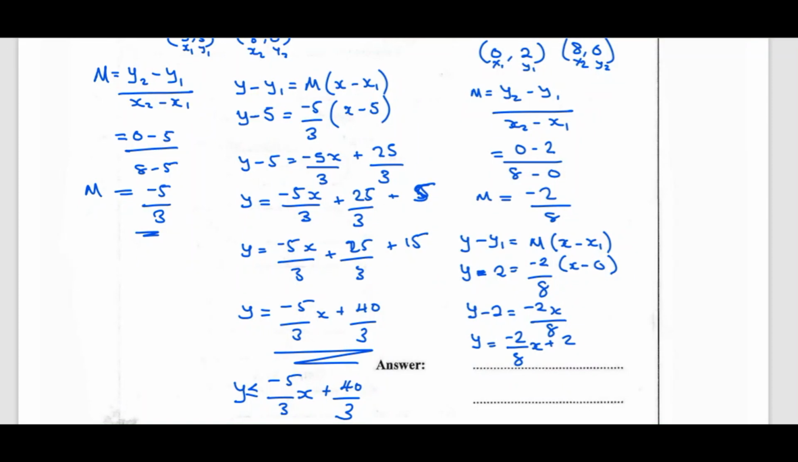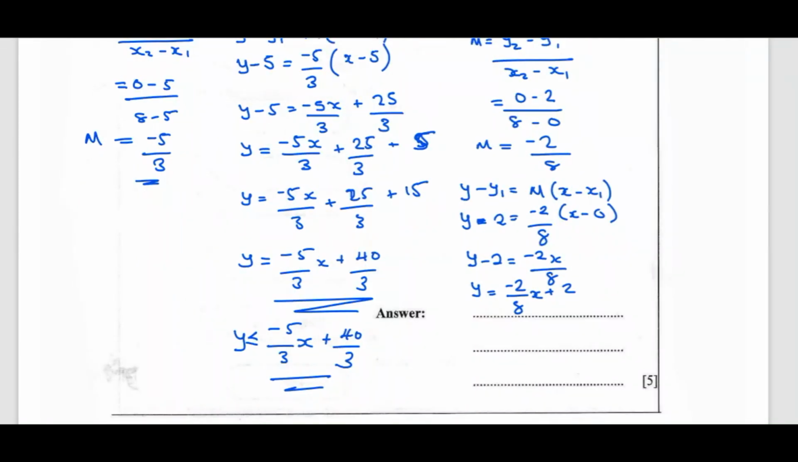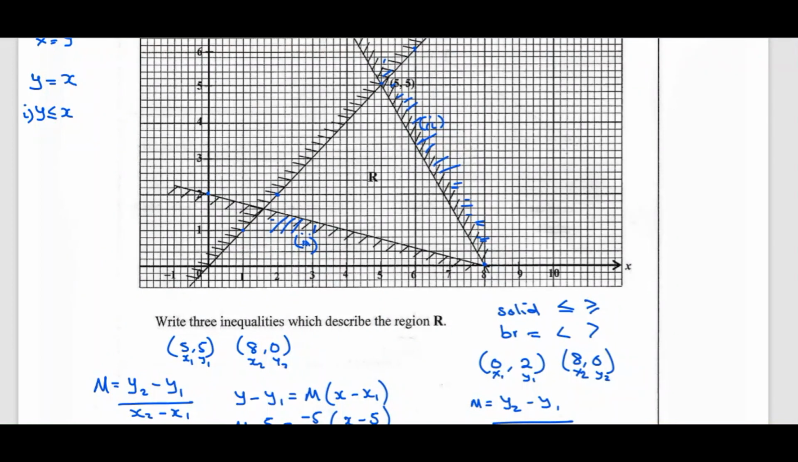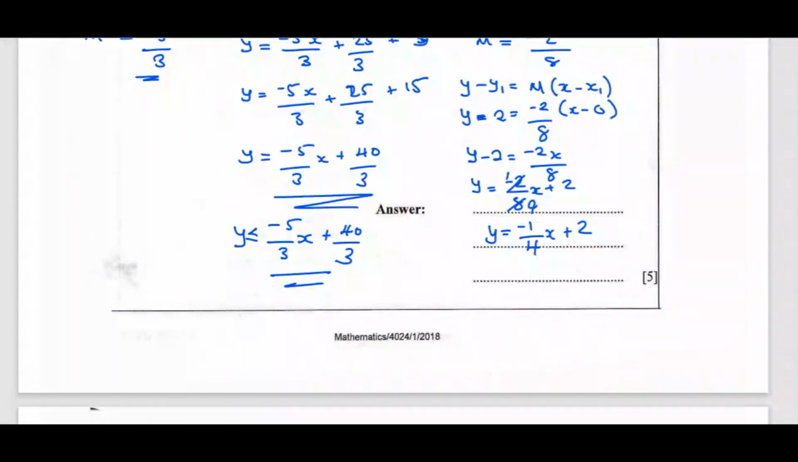So we can continue solving. 2 into 8, it is 4. 2 into 2, it is 1. So we're going to have y is equal to negative 1 over 4x plus 2. So this is our answer. And then let us look at the unwanted region and the wanted region. So this is the unwanted region, which is less. So we'd say y is greater or equal to negative 1 over 4x plus 2. So that is our third inequality.